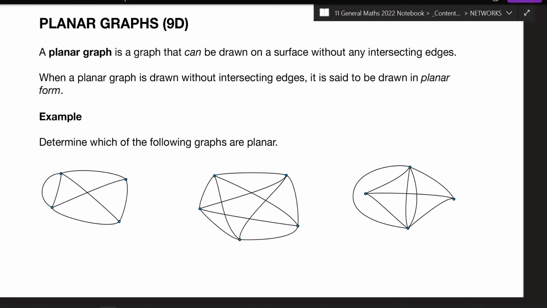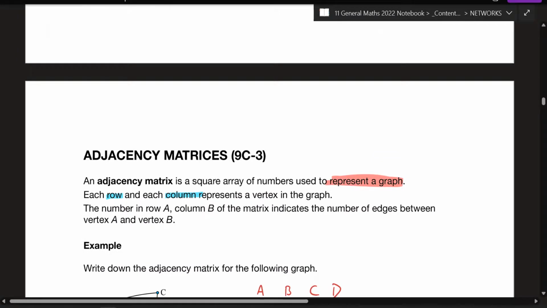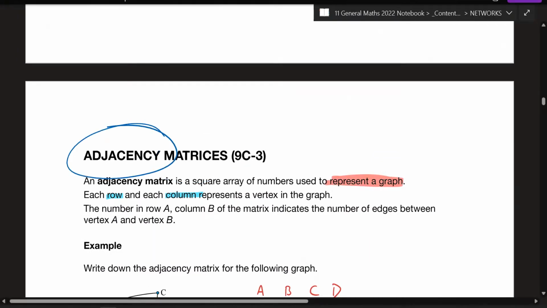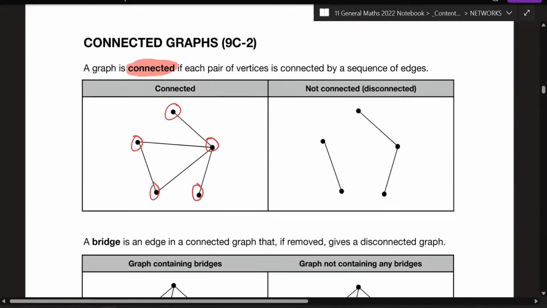Okay, so words like isomorphic, just remember it means exactly the same thing. What else did we learn? Adjacency matrix. You know what that is. You know what a matrix is, yes. But adjacency is just representing a network, yeah. Connected graph. Okay, those words.